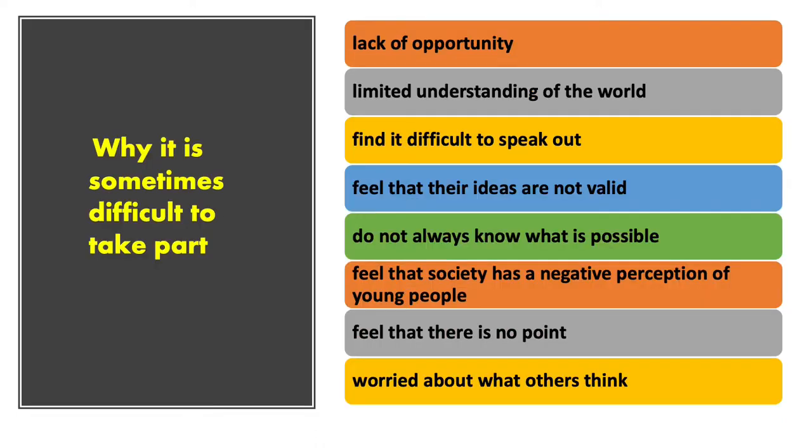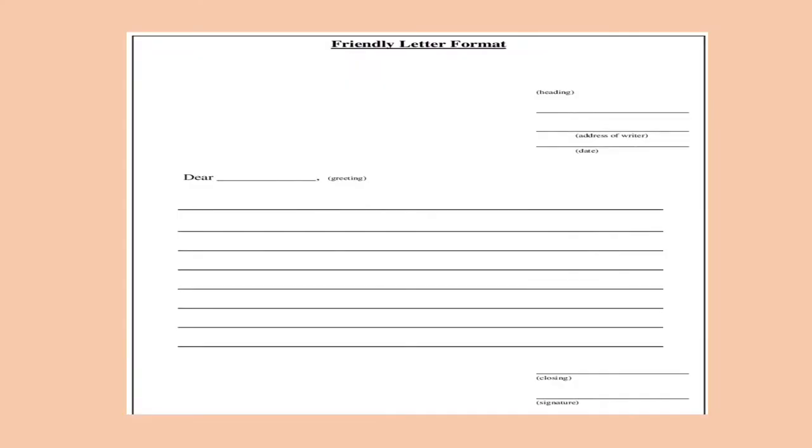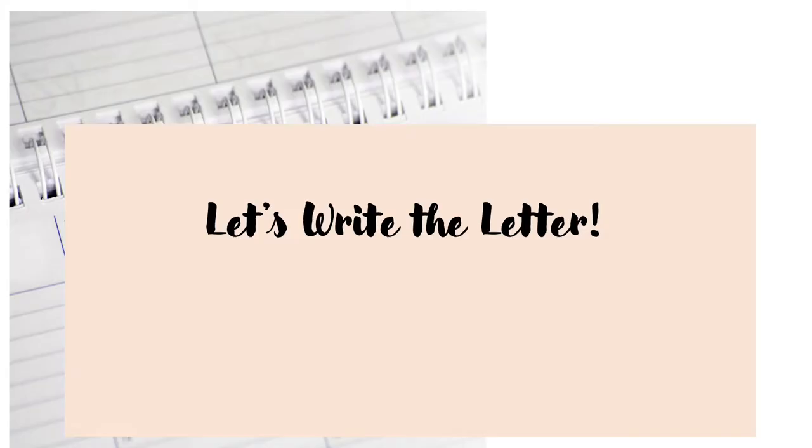All right. The last part of the body is the barriers to taking part. The reasons could be lack of opportunity, limited understanding of the world, difficulty in speaking out in public, feelings of inadequacy, a negative perspective of society, and worrying about what others think. So these are some points for body paragraph 3. This is an image of a friendly letter format. Now let's write the letter.